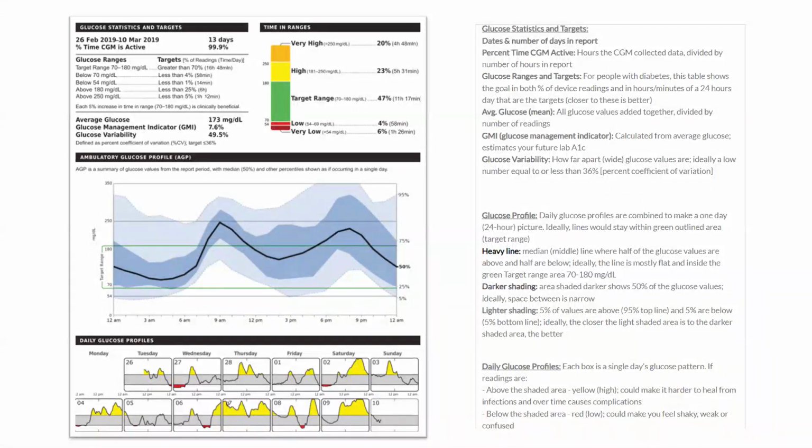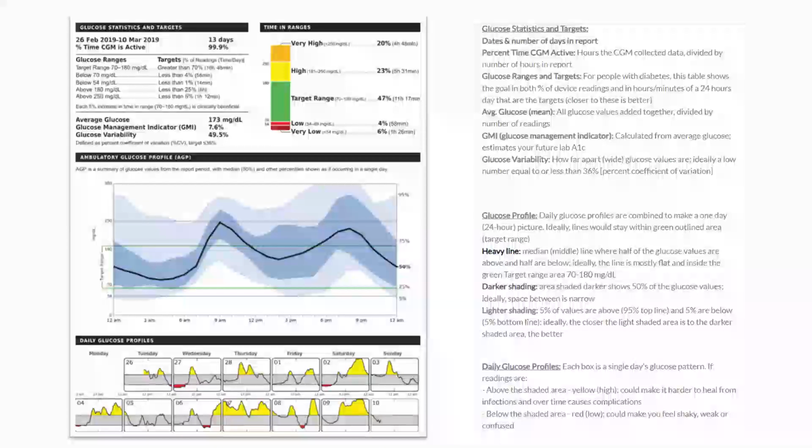The darker shaded area surrounding that shows us what 50% of our values actually are. We like that to be as close to the line as possible. Then the lighter shading really shows us 95% of our values. So above the 95% line or below the 5% line is where the 5% outliers, high or low, will be. So again, the tighter those color bands are to that median line, the more agreeable that is for us to look at.